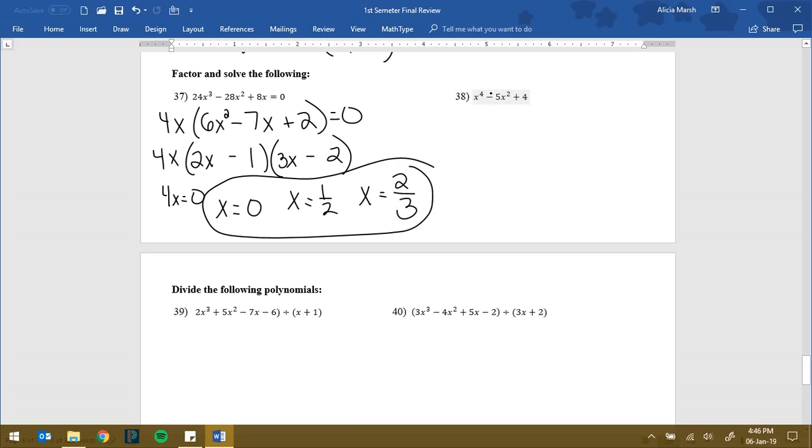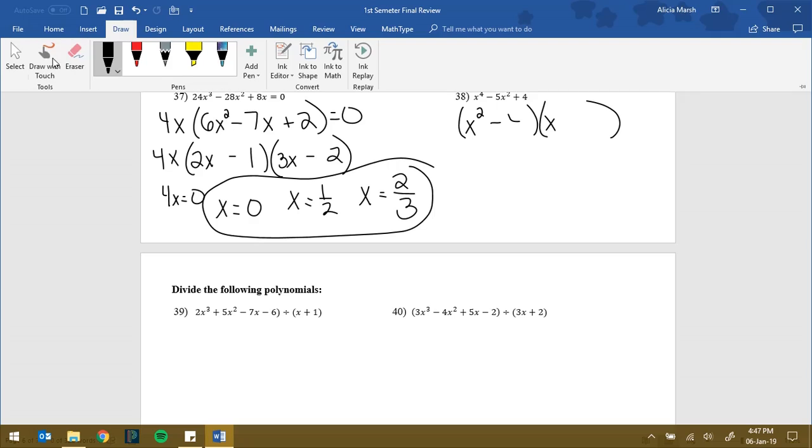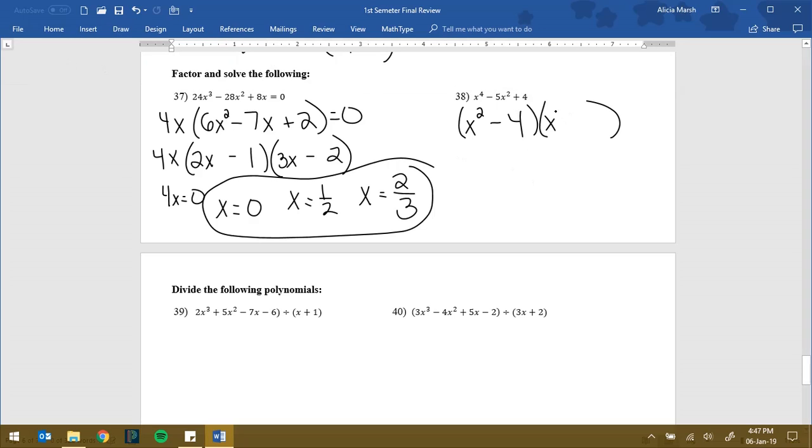Okay, now this one is an x to the 4th, but don't worry. Don't be afraid. It will factor, trust me. I got x squared and an x squared, right? 2 things that make 4. Well, that'll be 2 and 2, but 2 and 2 is definitely not going to make a negative 5. So let's go a negative 4 and a negative 1.